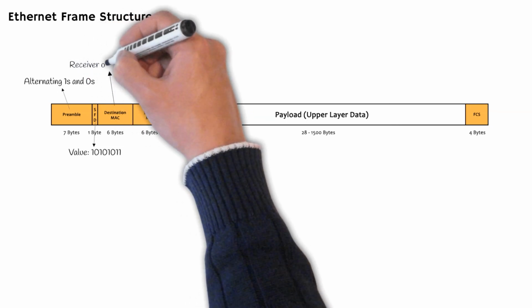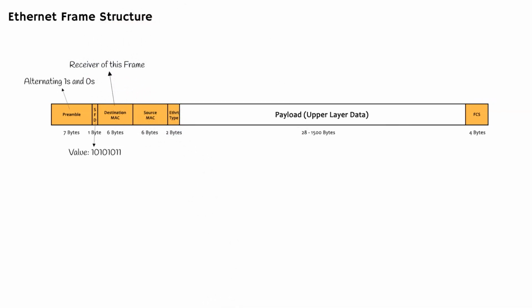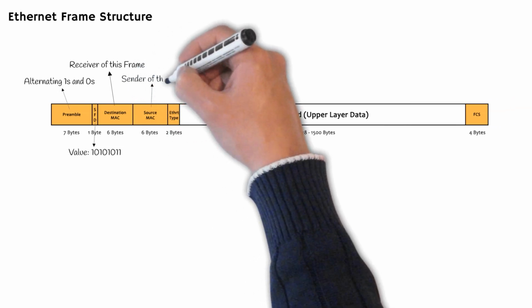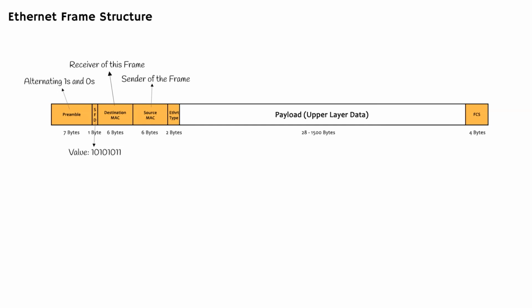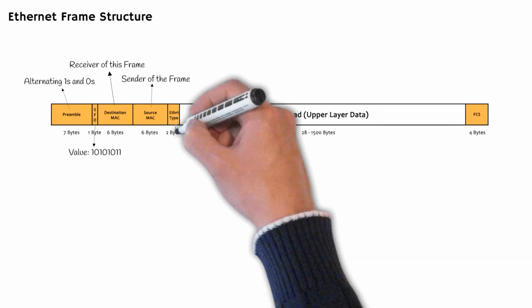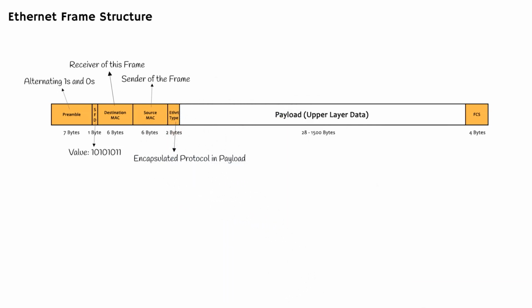Destination MAC address specifies which device should receive the data. In a broadcast frame, this field contains the broadcast address, indicating that the frame should be sent to all devices on the network. Source MAC address identifies the device that sent the frame. This is important for the receiving device to know where the frame came from, and it's also used in ARP responses. The ether type field is used to indicate which protocol is encapsulated in the payload of the frame. This field tells the receiving device how to interpret the data in the payload.